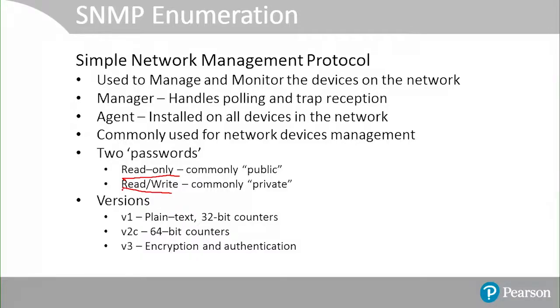There are three versions of SNMP. First one, version 1, it's all plain text, with 32-bit counters that can be overflowed quite easily. 4 billion is not that big a number in this day and age. V2C came out afterwards. It added 64-bit counters, and we didn't get to encryption of data as well as authentication until version 3. You'll often see V1 and V2C are the versions that are out there being used.